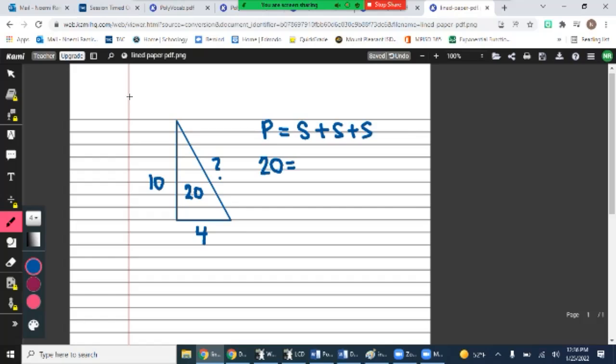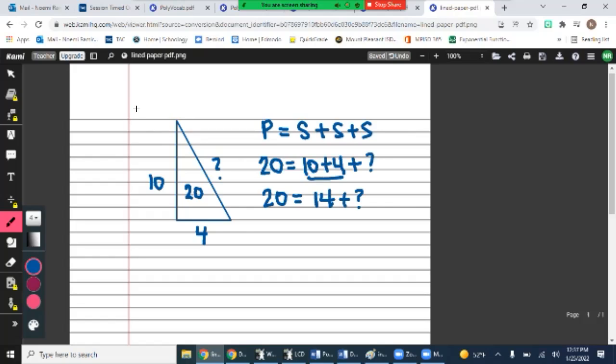I'm just trying to show you how to do it. I know one of the sides is 10. I know another side is 4, but I don't know what that third side is. So what can I do first to try to figure out what that third side is? Add the 10 to the 4. Okay, so we can add the 10 and the 4. The 10 plus 4 is 14. Okay.